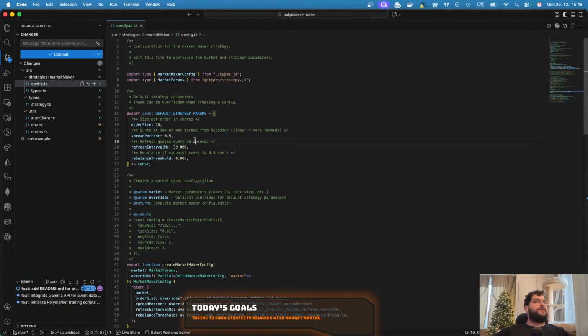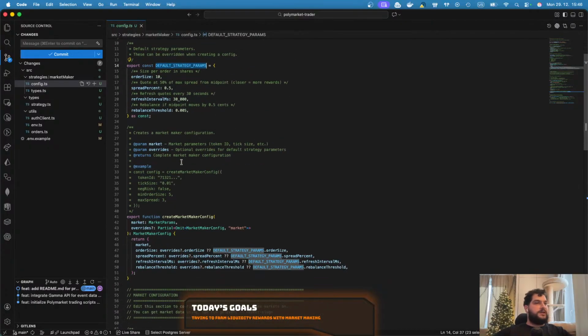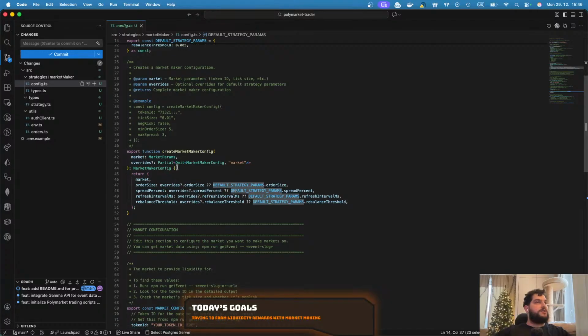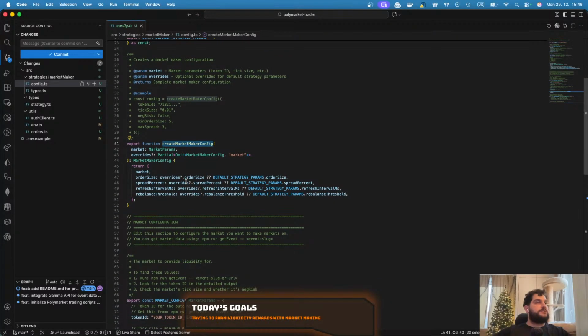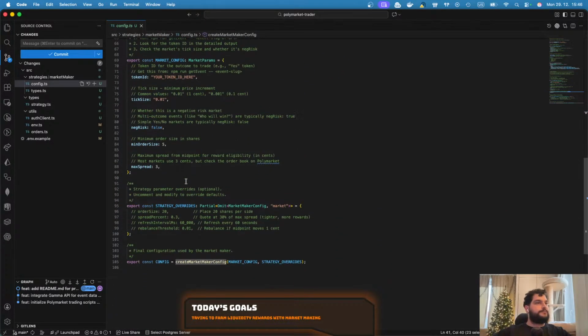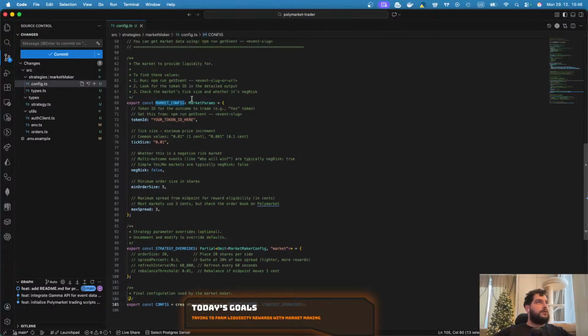So the config is done. Let's take a look at it. This is like a default strategy params and the function to basically merge the default ones with the provided ones. And find these values. Camera and get for the token ID market.